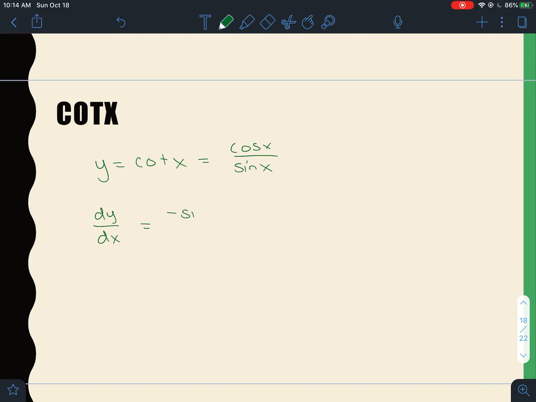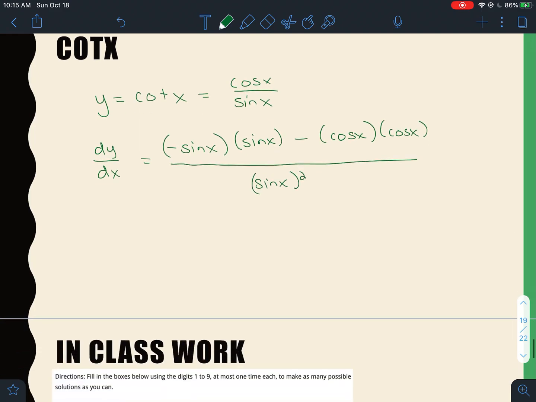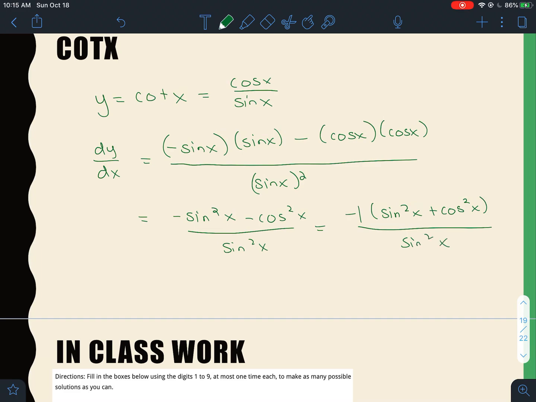If I took the derivative of this, the derivative of the numerator is negative sine x times the denominator sine x, then minus derivative of the denominator is cosine x times the numerator cosine x, all over the denominator squared. That'd be sine x squared. Now if I multiply that out, I get negative sine squared x minus cosine squared x all over sine squared x. I'm going to pull out a negative 1 from the numerator, and then I'll have sine squared plus cosine squared, all over sine squared.